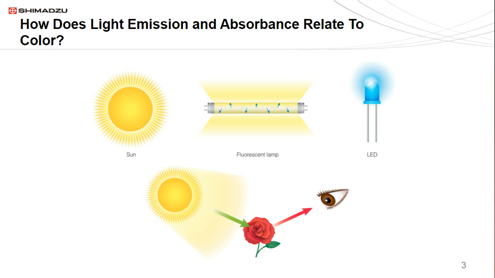The bottom line shows the other way. One of these illuminating sources shines on something. Here we take the sun shining on a rose, and then that light can be reflected or photoluminesced back. Photoluminescence, or fluorescence and phosphorescence, can be part of that red arrow that affects the color, along with reflection of an object to our eyes.